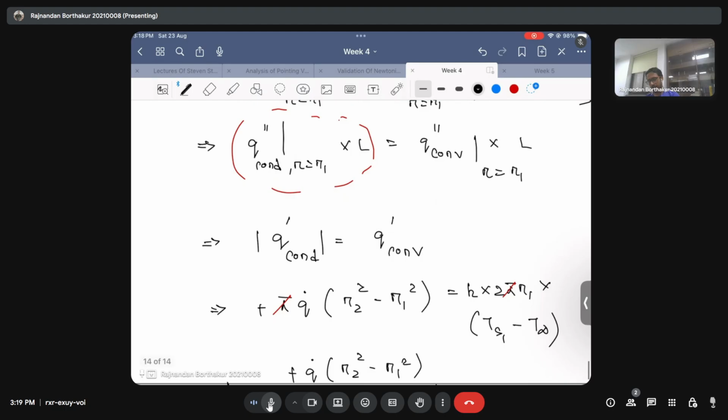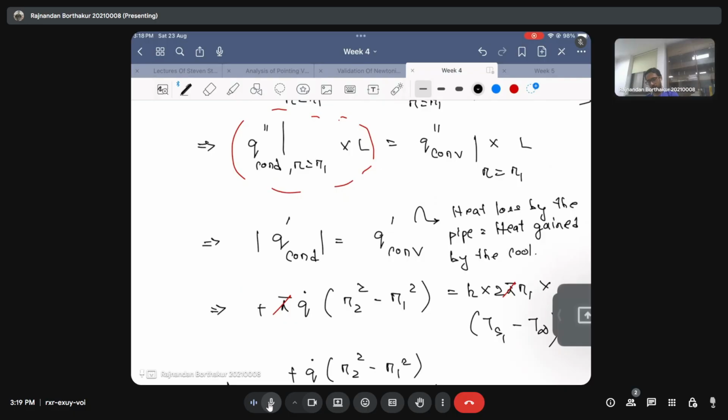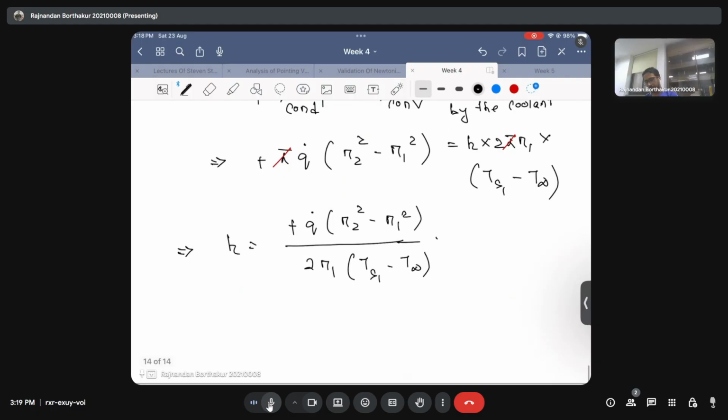You can interpret this as the heat loss by the pipe is equal to the heat gain by the coolant, and that's exactly what we are writing here. Okay, so that's the heat transfer coefficient.